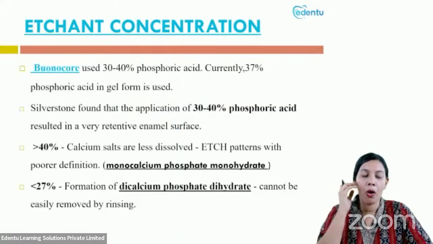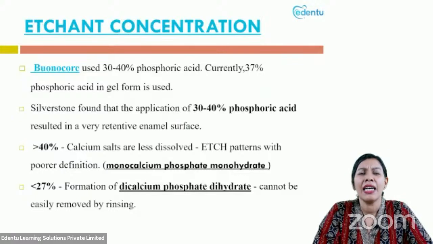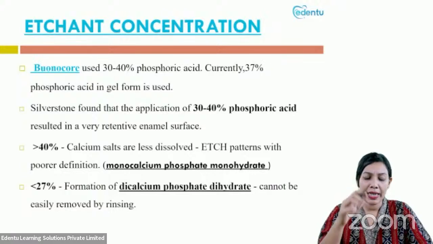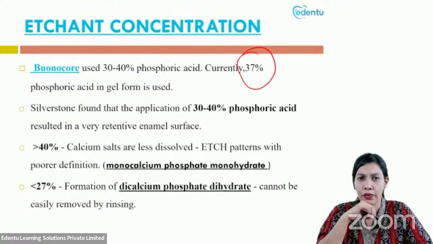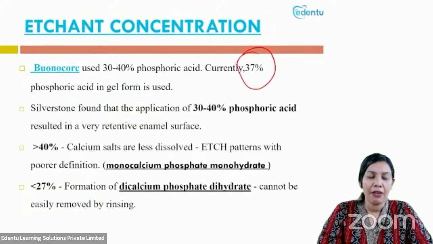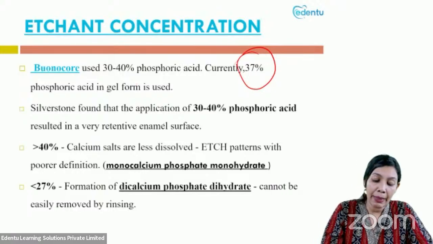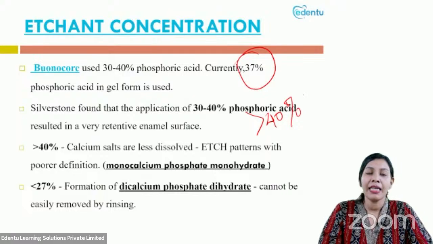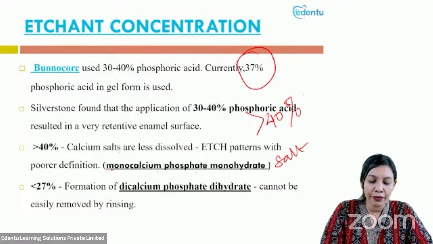Next is talking about bonding agent. Again, Buonocore used 30 to 40% phosphoric acid, and later he standardized it to 37% phosphoric acid. What happens when we use more than 40% of phosphoric acid? The calcium forms a salt called monocalcium phosphate monohydrate. This is very important. Monocalcium phosphate monohydrate.